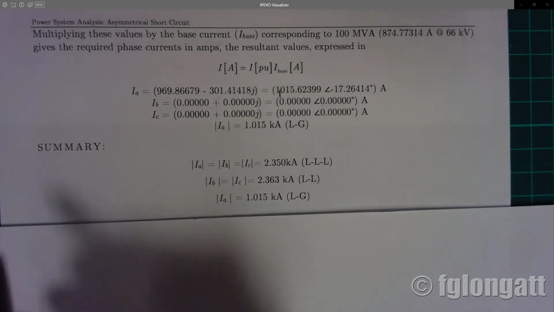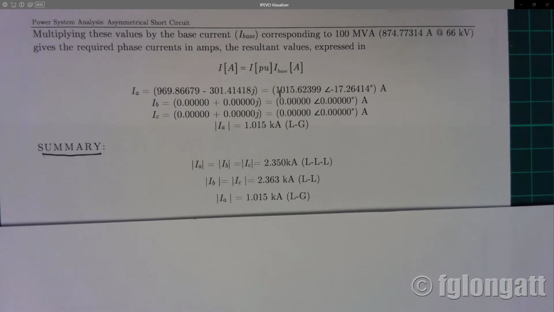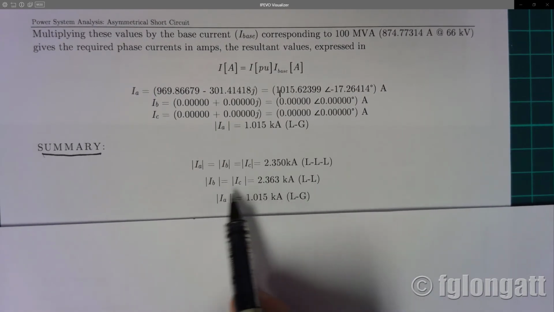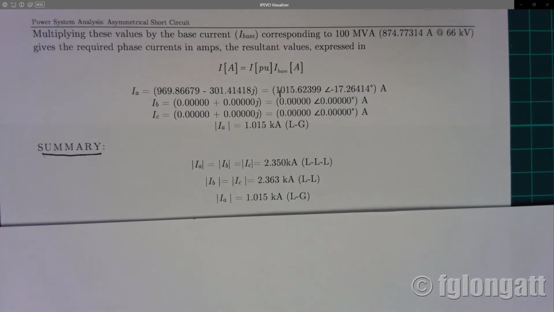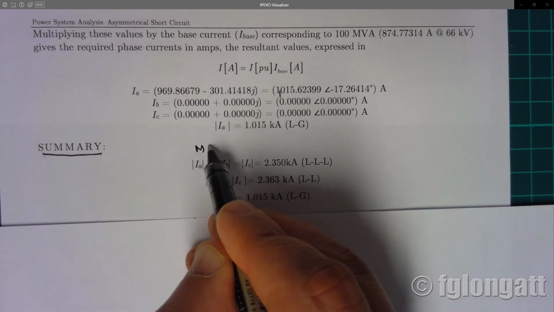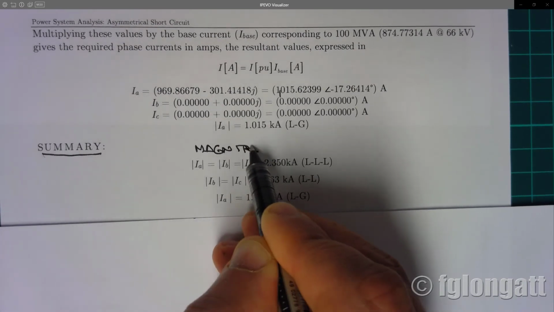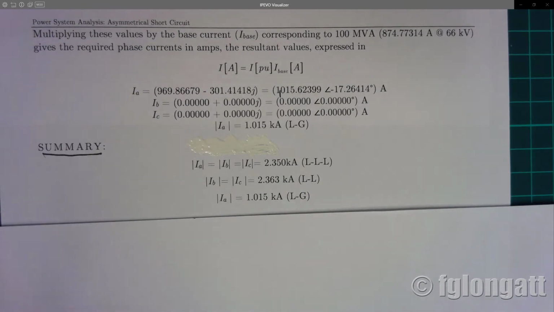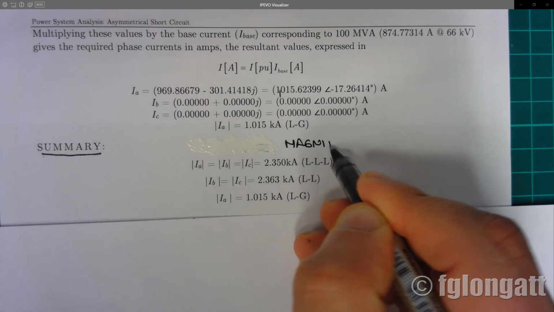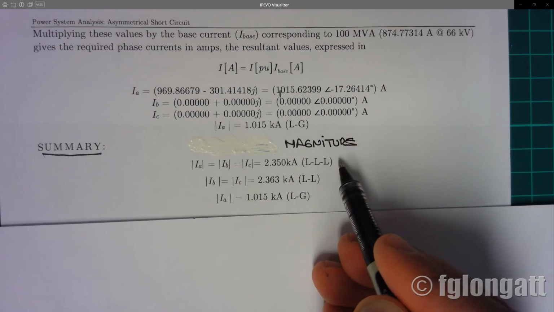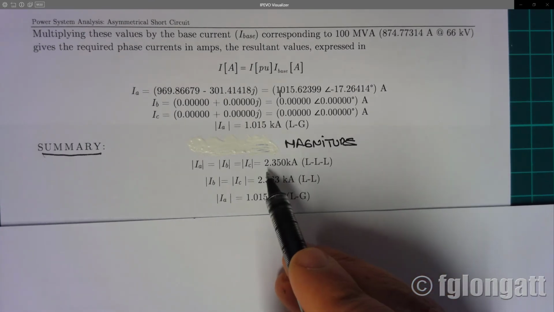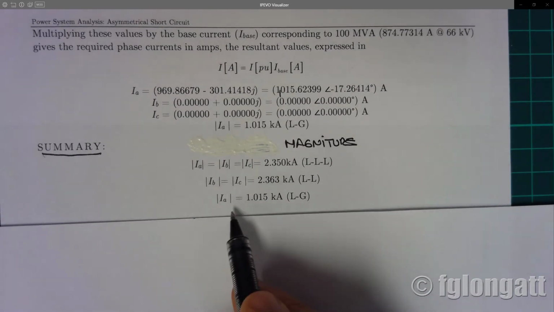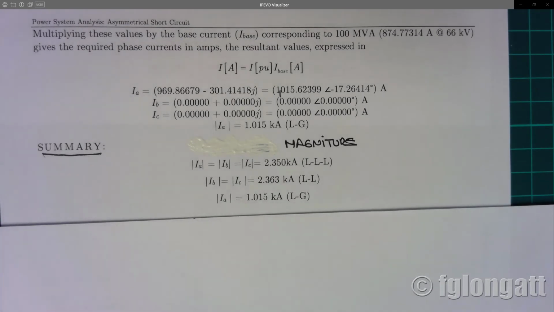In this summary that I am showing you here, I believe you can see something very important. This is the three-phase current, this is the line-to-line current, and this is the line-to-ground current. If you look at the magnitudes of those short circuit currents, you can see something very interesting. In this case, the three-phase short circuit current is the largest one, the highest, at 2.35 kiloamps, and the single line-to-ground is the lowest short circuit magnitude, in this case 1.0 kiloamps.